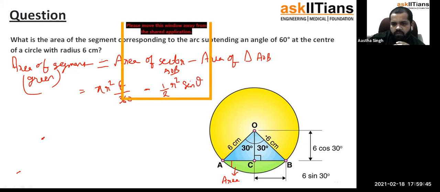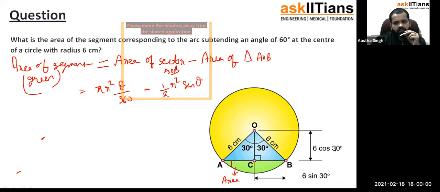Because suppose in this diagram, your theta will be separated by 30 degrees and 30 degrees both. Your OB is 6. Just tell me what will be the length of OC. OC will be 6 cos 30, right? And what will be your BC? BC will be 6 sin 30, right?